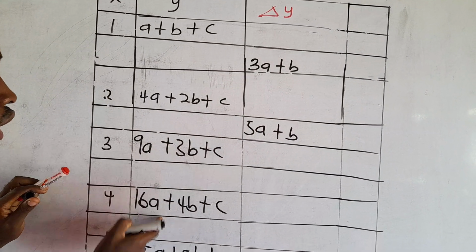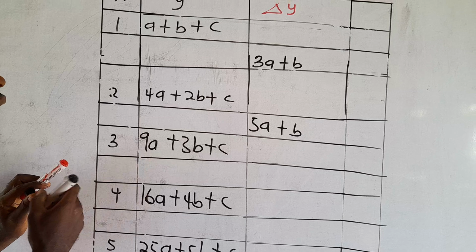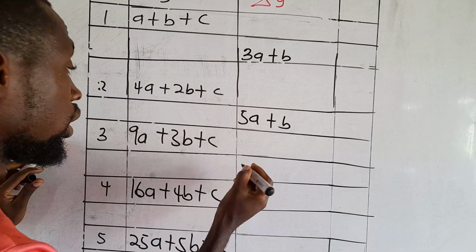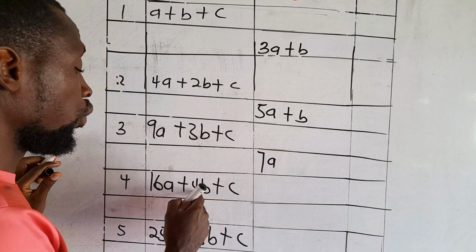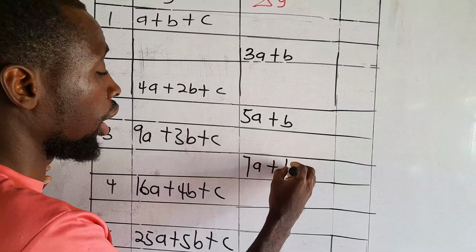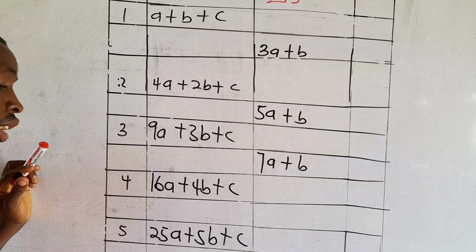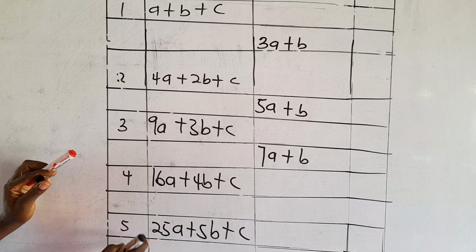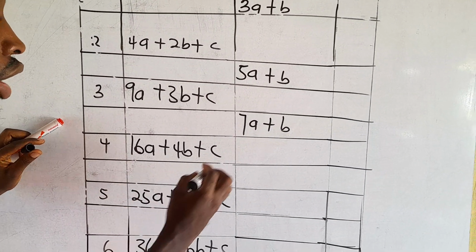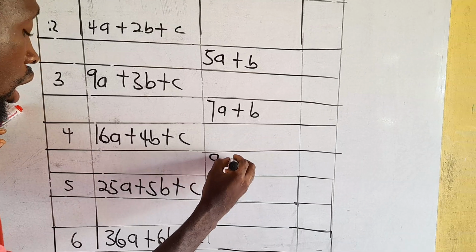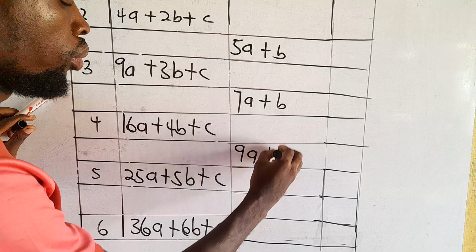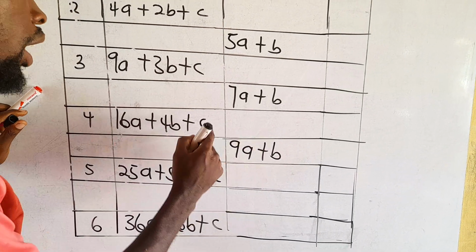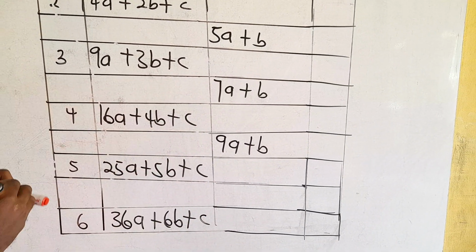We find the difference between this and this again. 16a minus 9a, that will give us 7a. Then 4b minus b, that will be plus b. C minus c is 0. We find the difference between this and this. 25a minus 16a, that will give us 9a. Then 5b minus 4b, that will be positive b. Then c minus c again will give us 0.